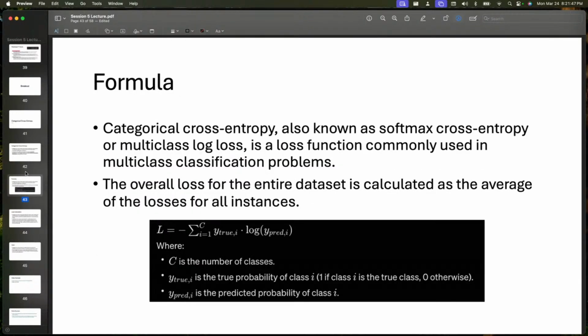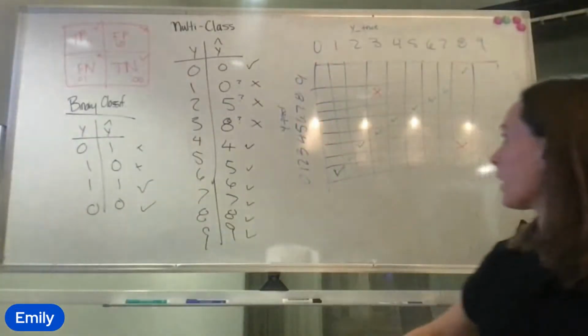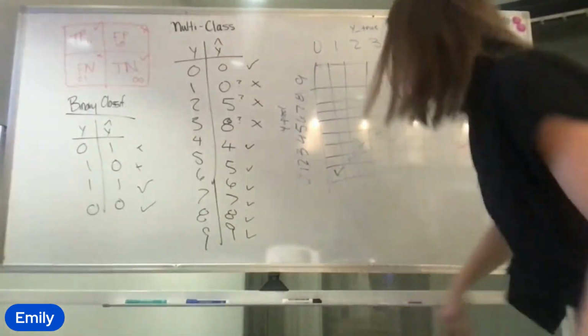Because if we're predicting, give me 2 seconds to whiteboard, because it's driving me crazy that I can't do that well on this. Okay, let me erase this confusion matrix.